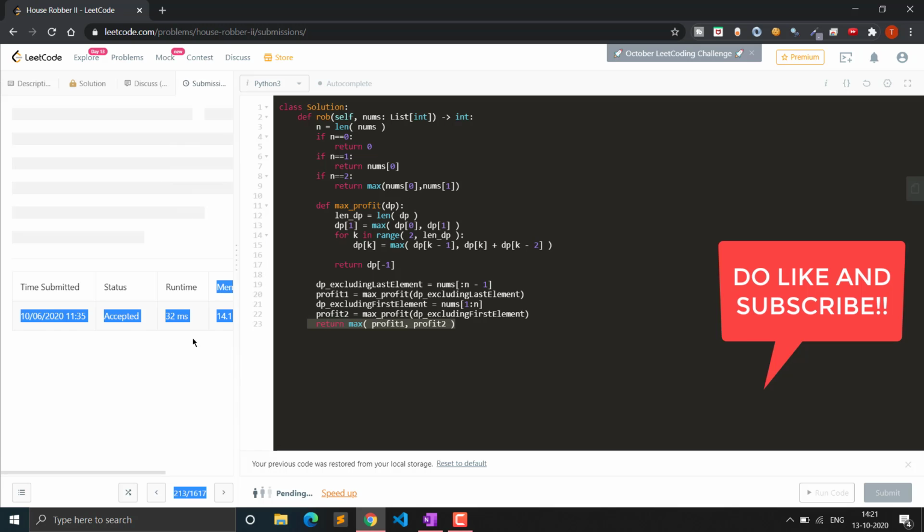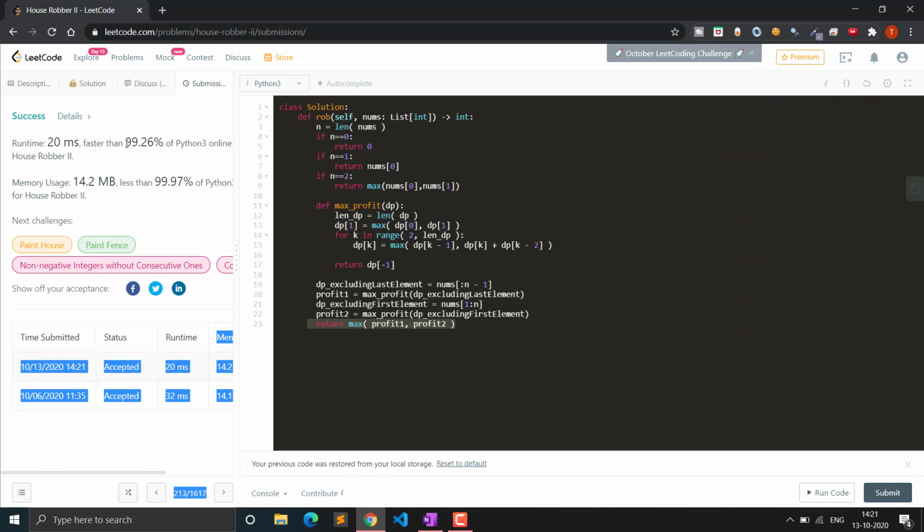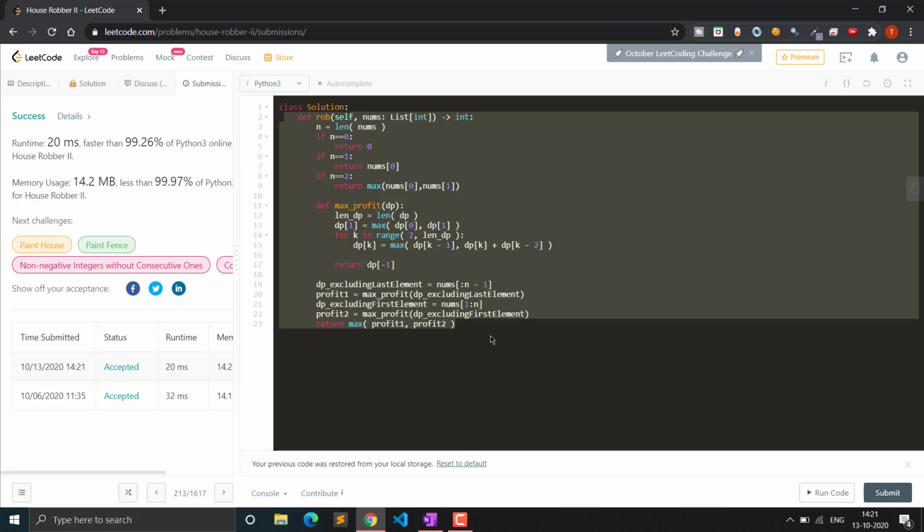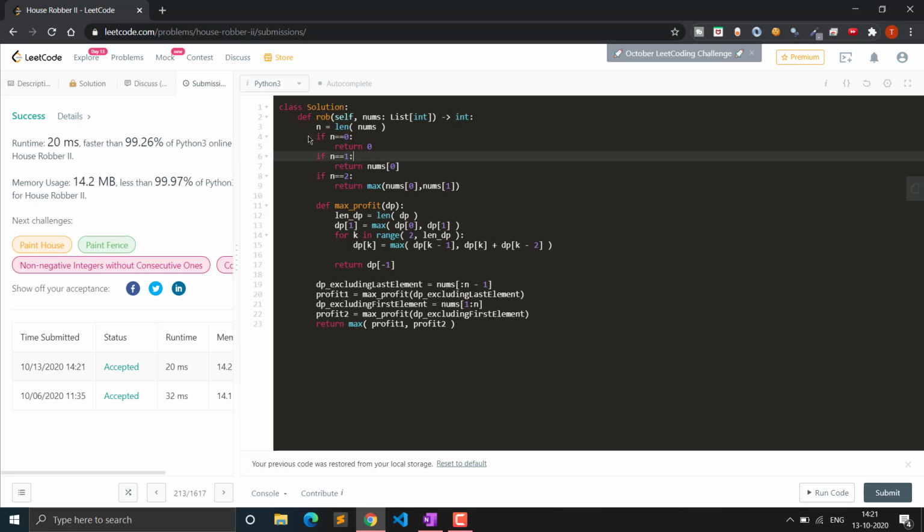I hope you like this video and find it helpful. You can see it ran faster than 99.26% of solutions and took less memory than 99.97% of solutions. This code is in Python, so it will run slower than C++. You can simply convert it to C++ if you know C++. I will share this code in the description in the GitHub link.